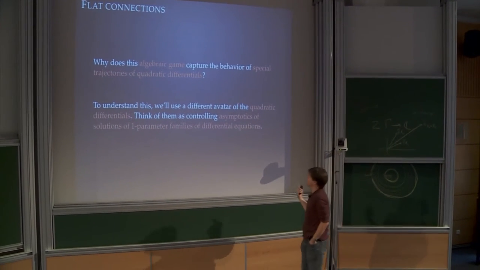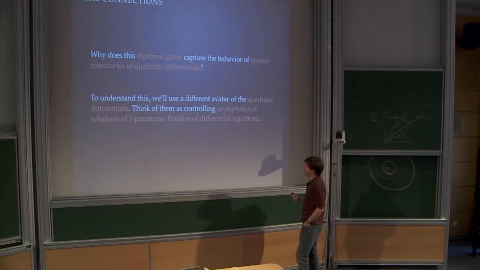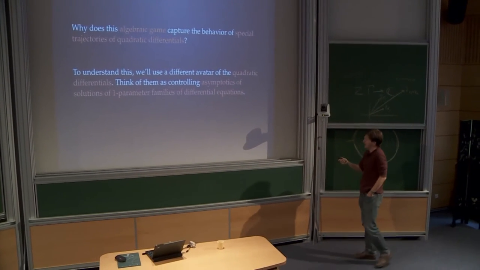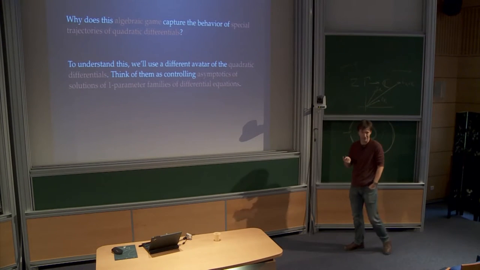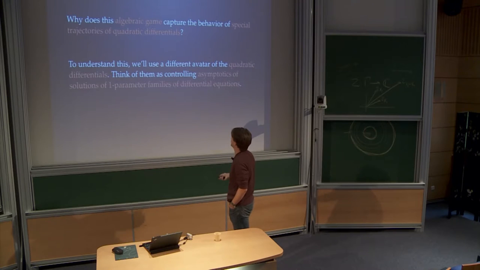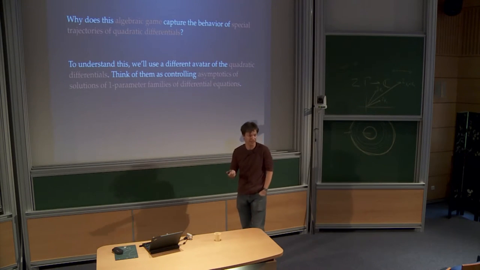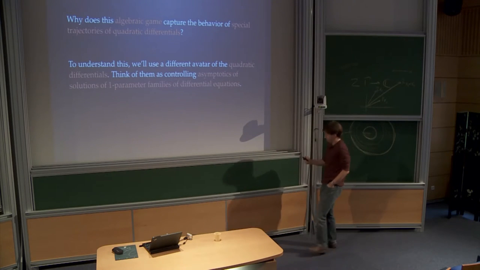We're going to use the quadratic differentials now in a totally different way. We're going to think of them as having something to do with the asymptotics of solutions of one-parameter families of differential equations. It'll take us a little while to get there, so for a while, you won't see these k gammas appear. We're just going to do something else with quadratic differentials.